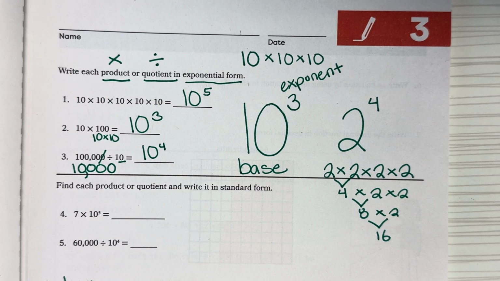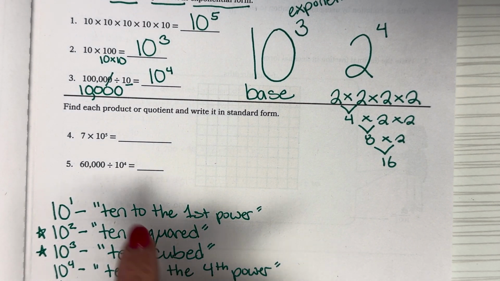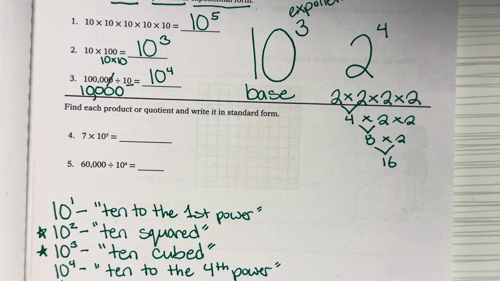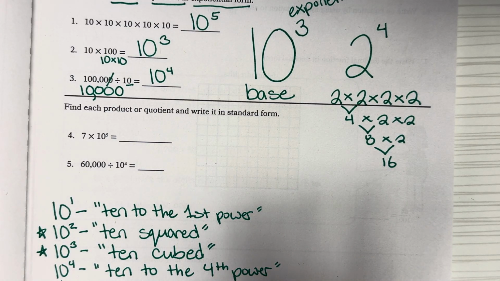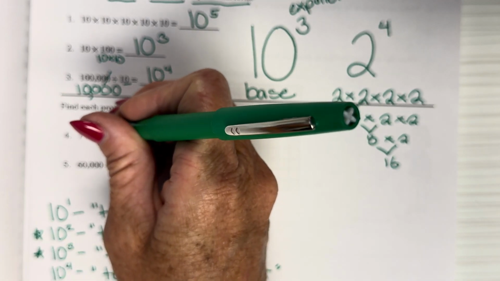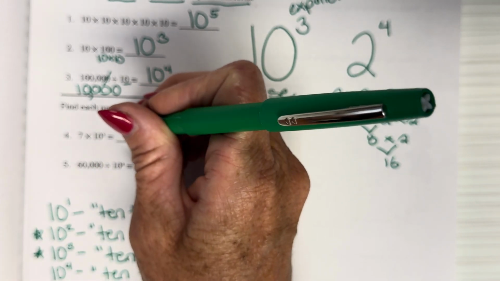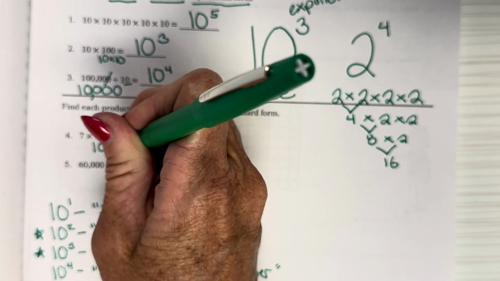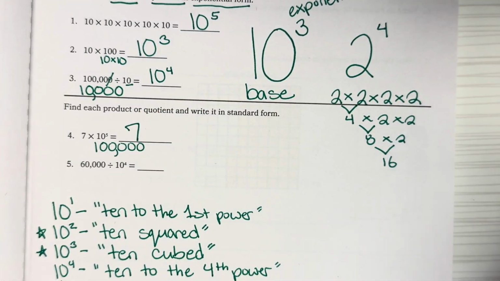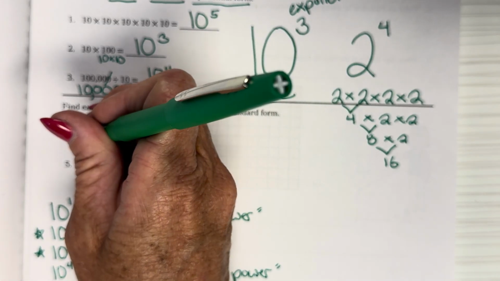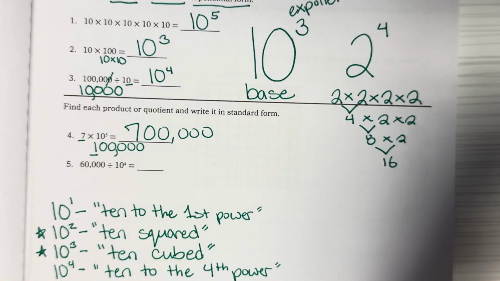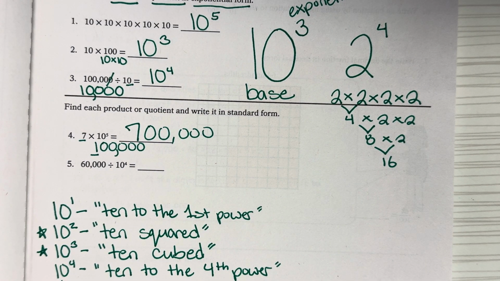Okay, for our last two, this says 7 times 10 to the 5th power. Well, 10 to the 5th power would mean I have 5 tens being multiplied. Or if you figured out the zero trick, this means I'm going to end up having 5 zeros. So I have 7, and 10 to the 5th power is 1, 2, 3, 4, 5 zeros, which is 100,000. So 7 times 1 is 7, and it's going to be 700,000. That's how I would have attacked that.